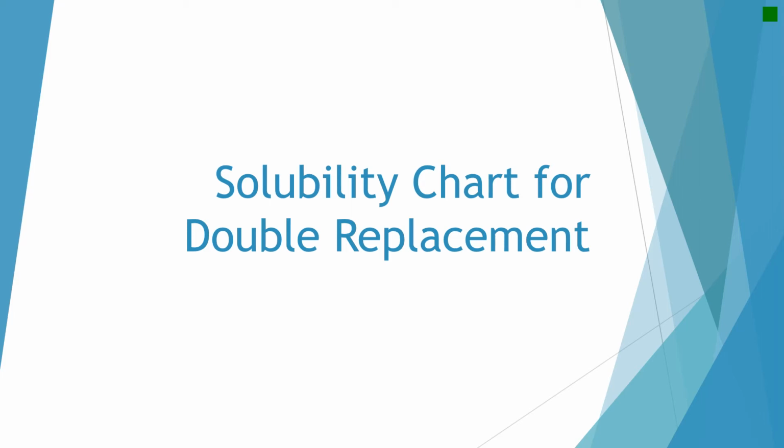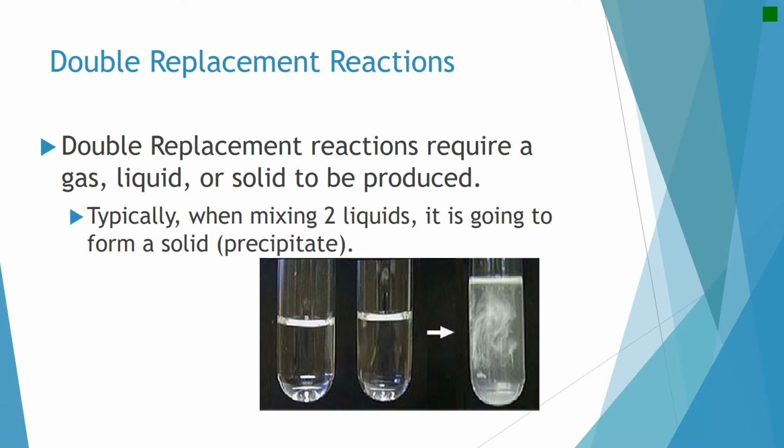Tonight we're going to be learning about double replacement reactions and how to use a solubility chart in order to determine if a double replacement reaction actually occurred. A double replacement, in order for it to occur, has to produce at least one gas, liquid, or solid. The liquid in this class will be water.